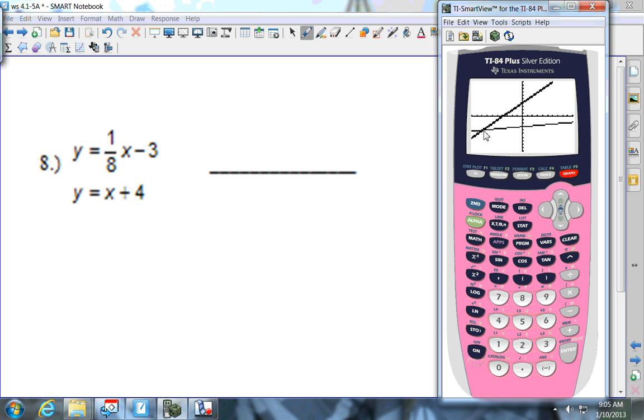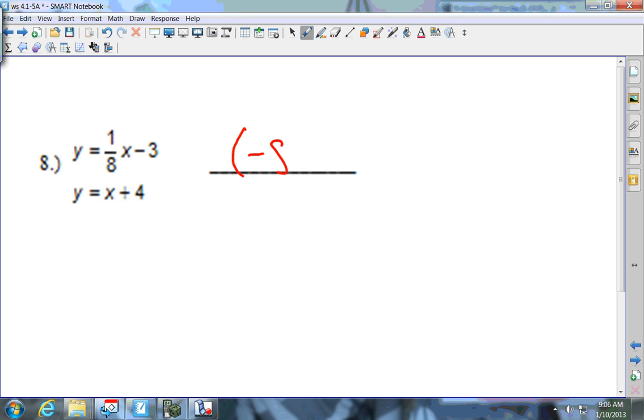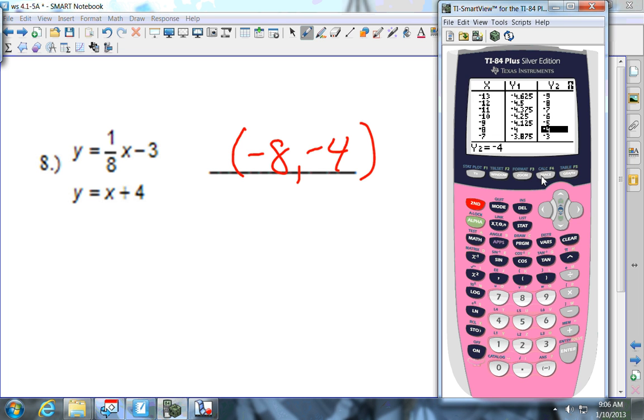They do intersect. Looks like it's at -8 maybe. Second graph. Let's see. Oh, I'm a good guesser. Look right here. -8, and then you have -4 and -4. So right here I've got -8 and -4. Well, let's see the other way and double check and make sure. Second trace, 5 for intersect, enter, enter, enter. -8 and -4.